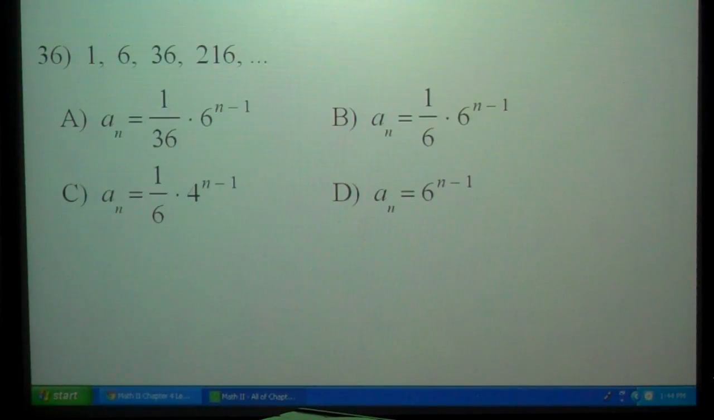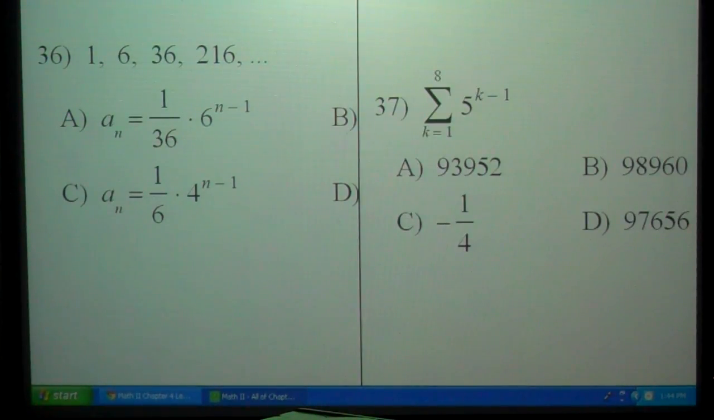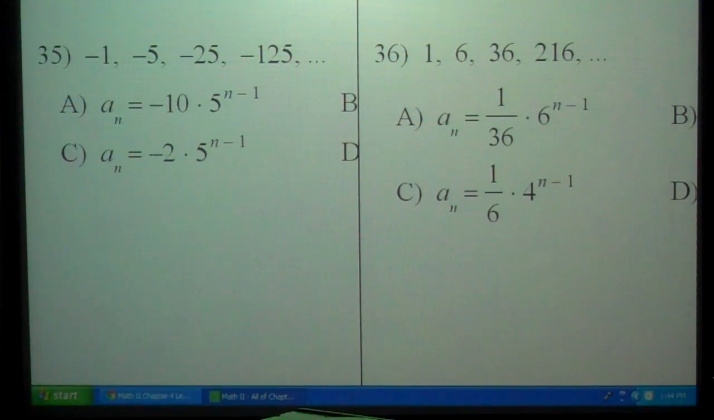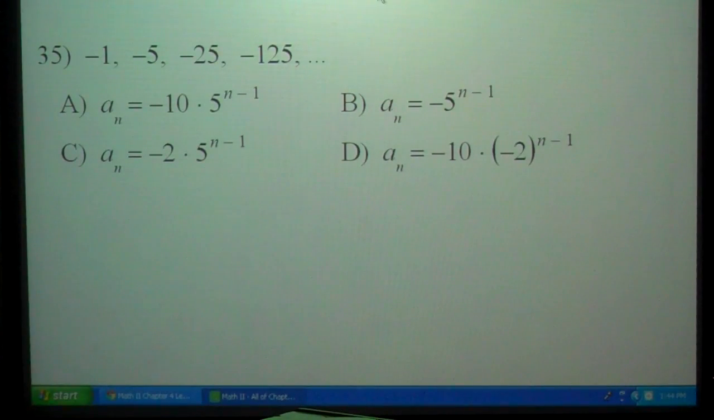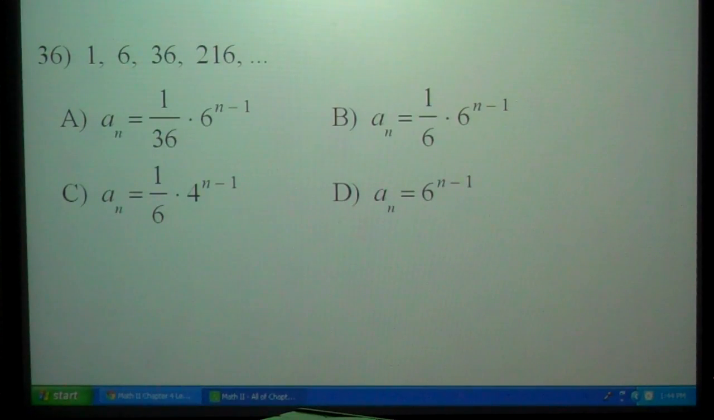Let's see. 35, 36. Let's go 2 up. That's not enough room. Here we go. Find the formula. Pause. There's your answer, B. 36. Find the formula. Pause. Your answer is D.